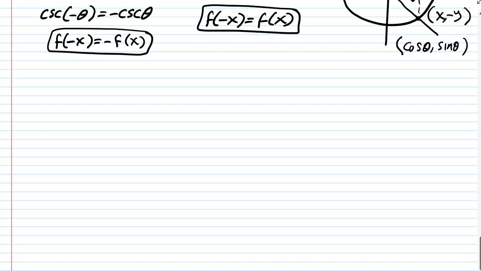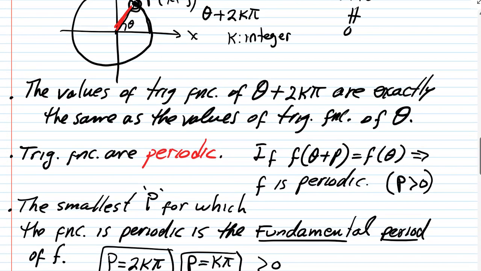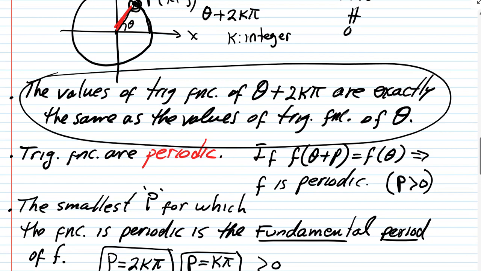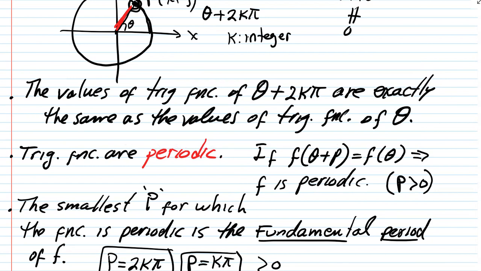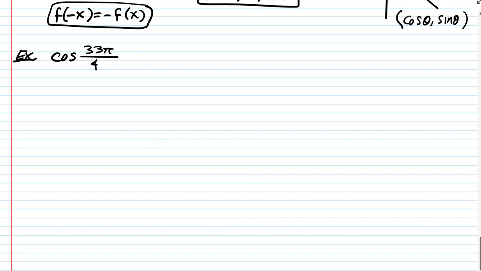Alrighty. Now, let's take a look at some examples for the things we just talked about in this section. Let's say I want to find cosine of 33 pi over 4. Now for this one, remember, this is when we said the trig measures of, let me go back here, right up here, there you go. The values of trig functions of theta plus 2k pi are the same as the measures of angle theta. So what I need to do in order to find cosine of 33 pi over 4 is to find the terminal side of this angle.